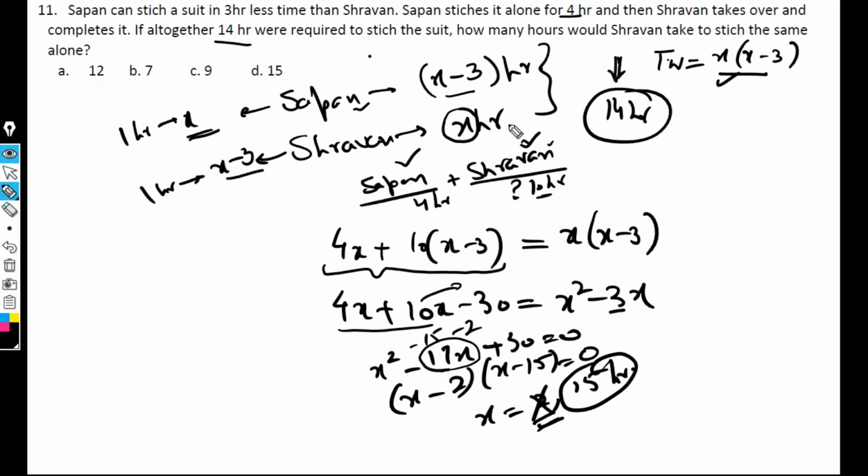Is it clear everyone? So this was the only catch here. We just need to equate the total work done by Sapan and Shravan separately to the total work we have assumed. Is it clear everyone? Any doubt in this? Tell me.